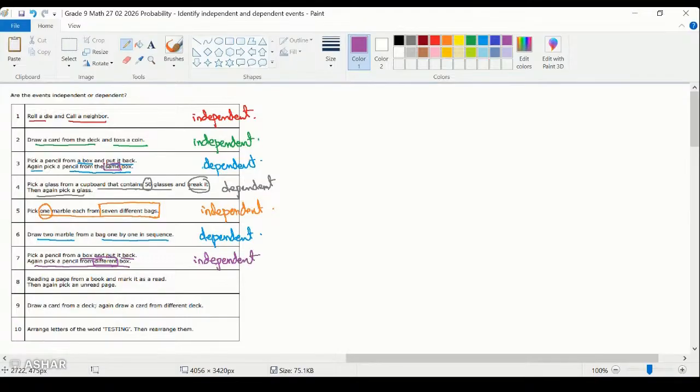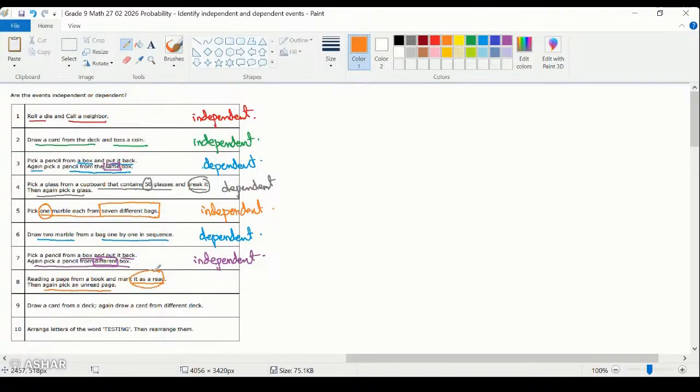Agreed? Reading a page from a book and mark it as read, then again pick an unread page. So if you've read a page from a book, let's suppose a book has 100 pages. If you have read 20 pages and you need to select an unread page, you cannot select from those 20, right? Because it's already marked as read. So you have to go through the unread pages.